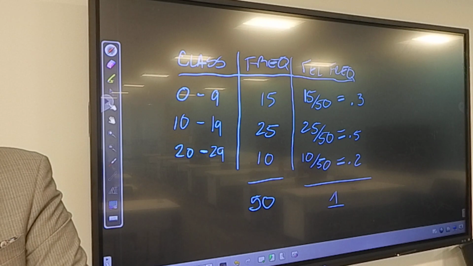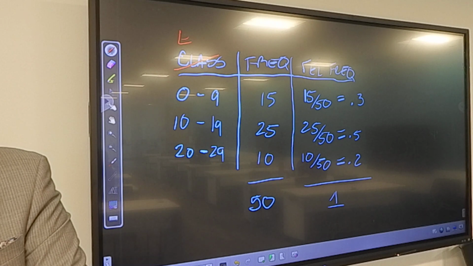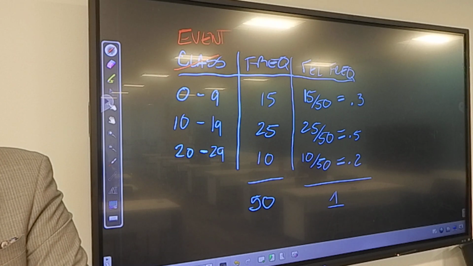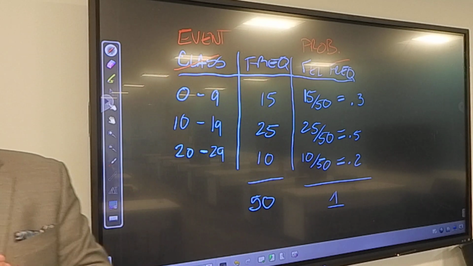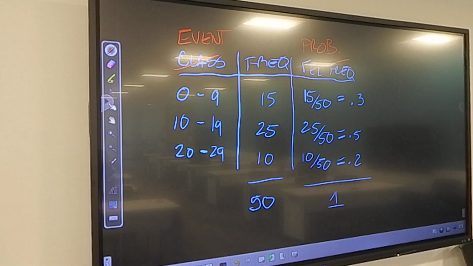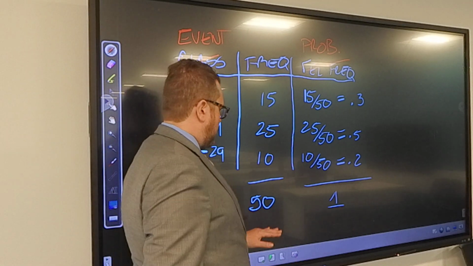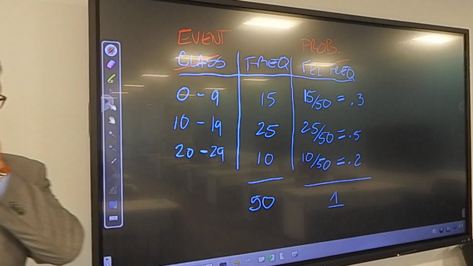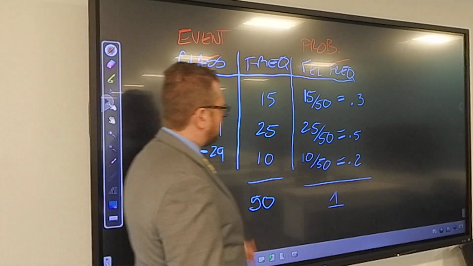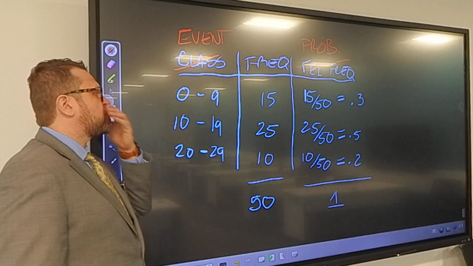And what we did was we said we could relabel this as event and probability. And then, boom, it's a probability table. And then now I could ask you questions like, from these 50 people, if I picked one at random, what's the probability their commute time was between 10 and 19 minutes? And the answer would be, well, the probability is half, because that's the row associated with this event.